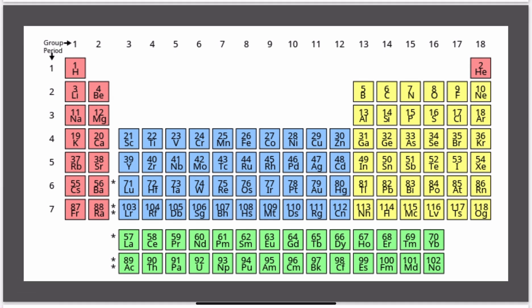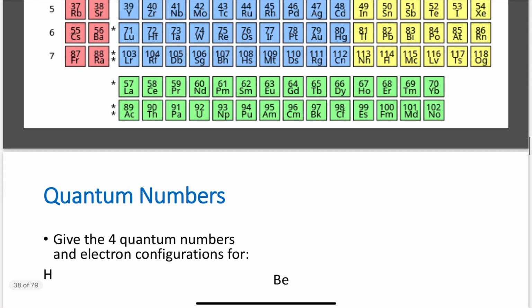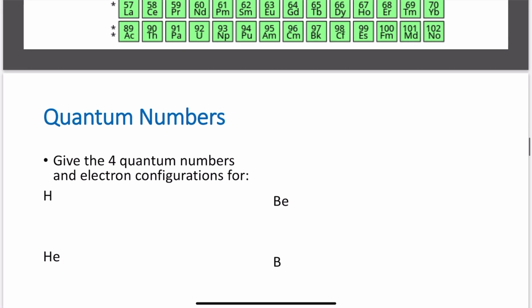We will be flipping back and forth to the periodic table, so we've got one in here so that we can see it and we can use it as needed. Okay, so give the 4 quantum numbers and electron configurations for the following species. Let's go through it. First up, we have hydrogen.